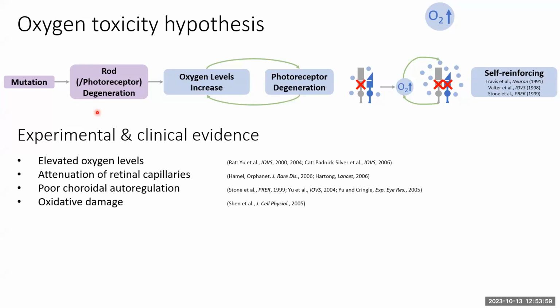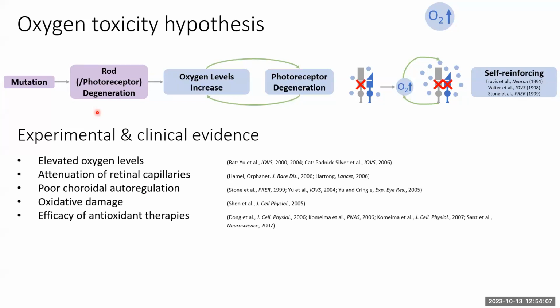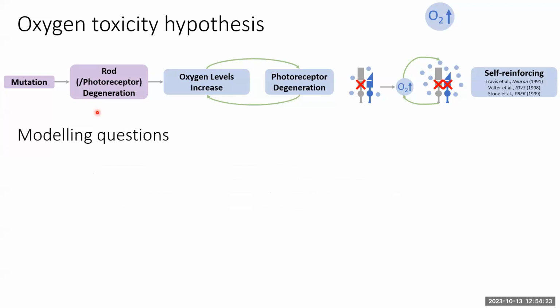It's been shown in pig models of RP that oxidative damage is done to lipids, proteins, and DNA. And on the flip side of that, we have a number of experiments showing the efficacy of antioxidant therapies in neutralizing the reactive oxygen species. So it seems that regardless of which other mechanisms are at play, oxygen toxicity certainly seems to be an important factor in this disease.